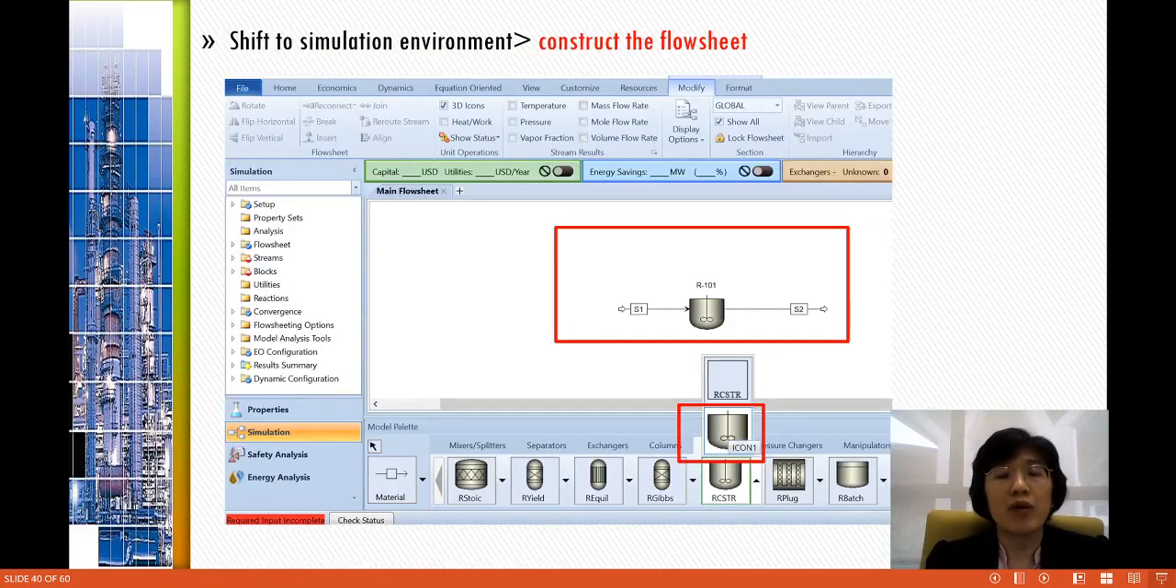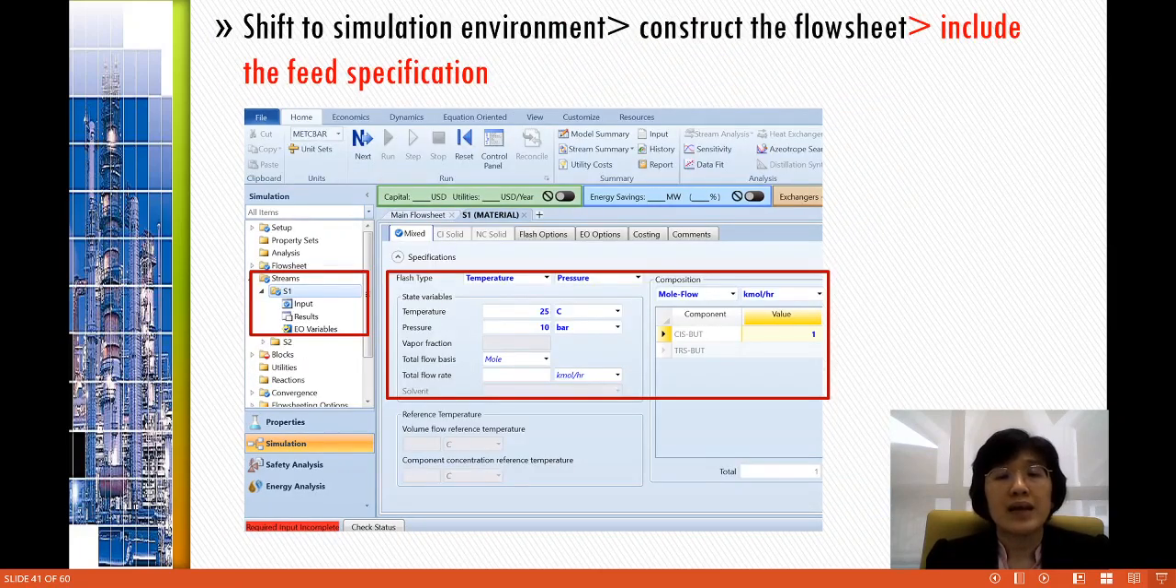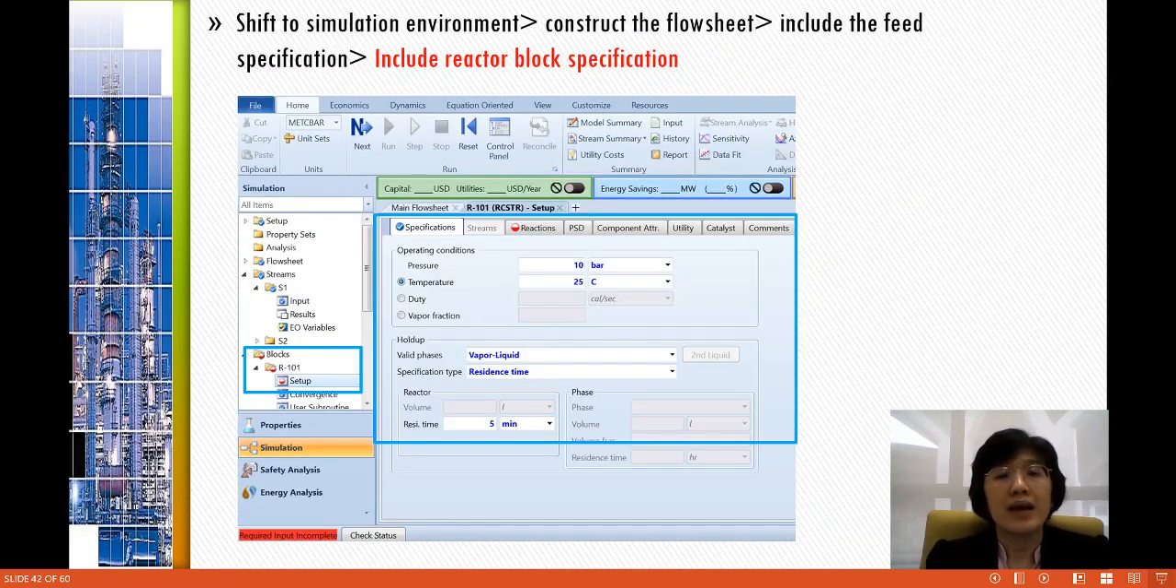Then you construct the flowsheet. So of course, RCSTR should be chosen, and connect the block with the streams and name the block accordingly using the correct convention, R101. Next is for you to put in the feed specification: temperature, pressure, and also the flow rate accordingly. And next is the space for you to include the block information like pressure and temperature.